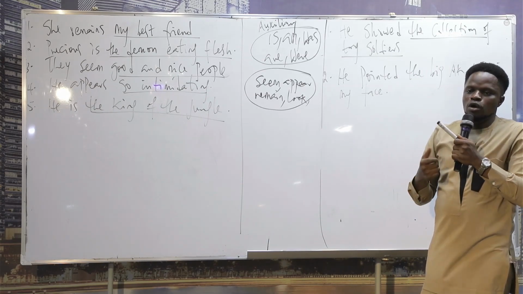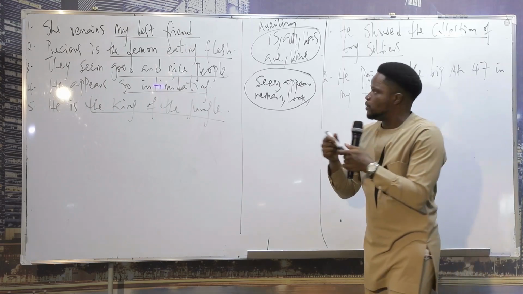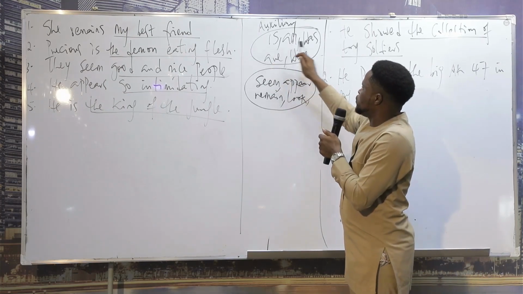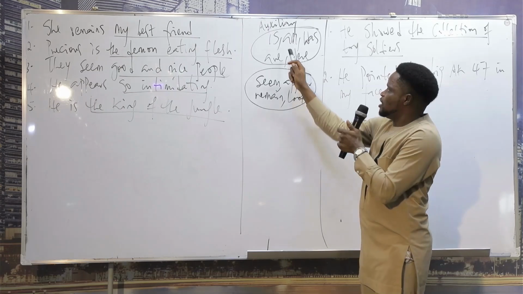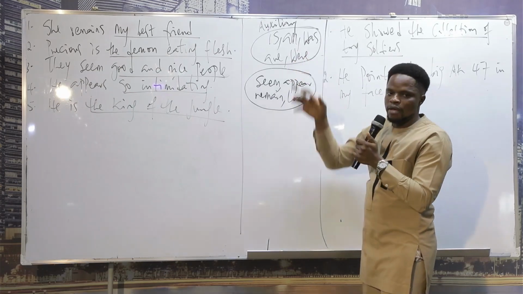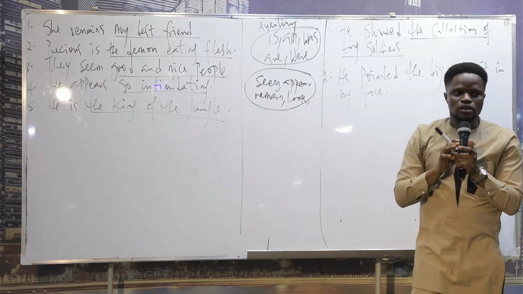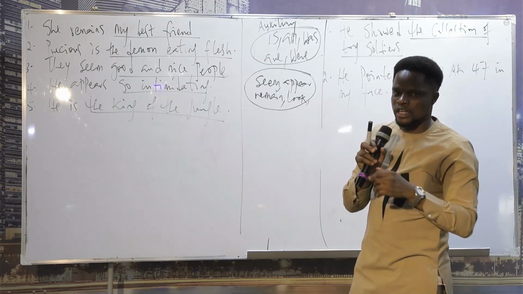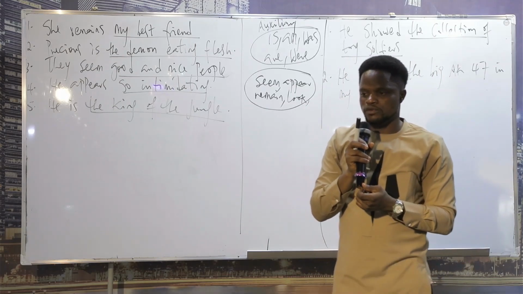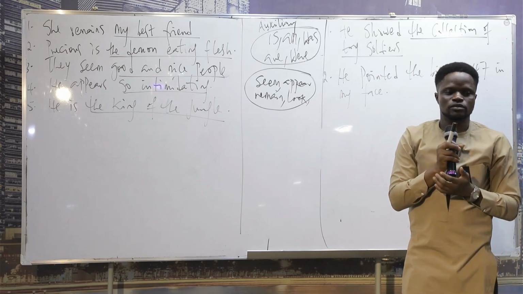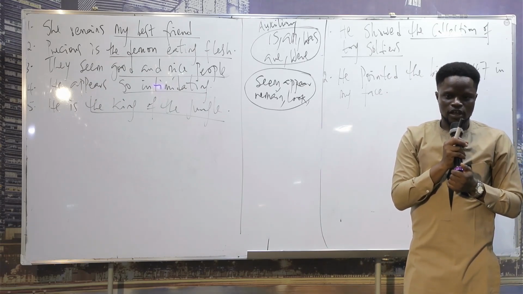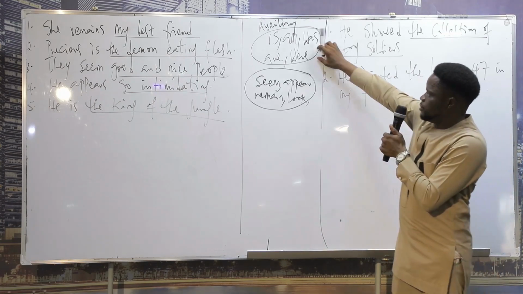Am I communicating? How will you know the auxiliary verbs? They are very simple. Is, am. Past tense of is, past tense of are, past tense of am is what? I was here yesterday as well. I was here, but I am here now. Are you with me? Class, are we there? Okay, so that is it.